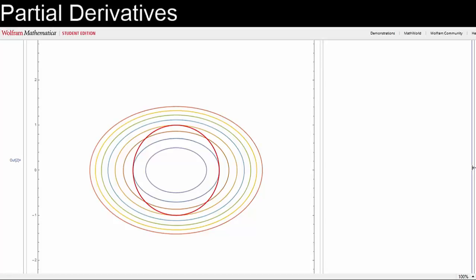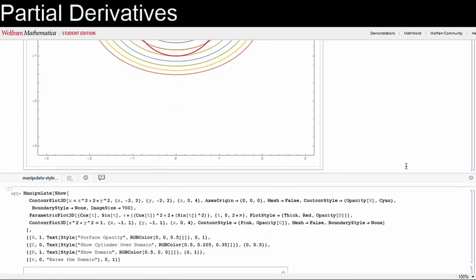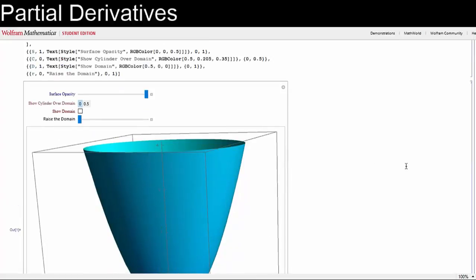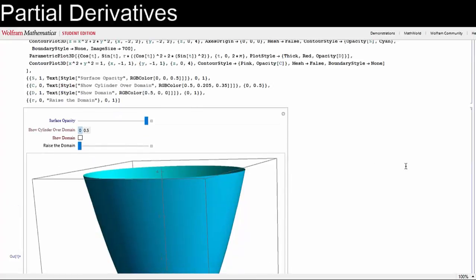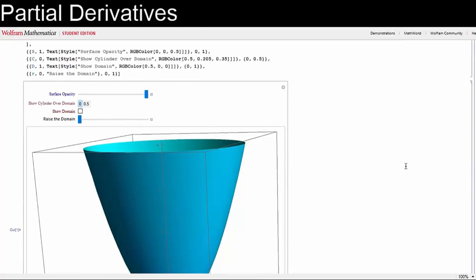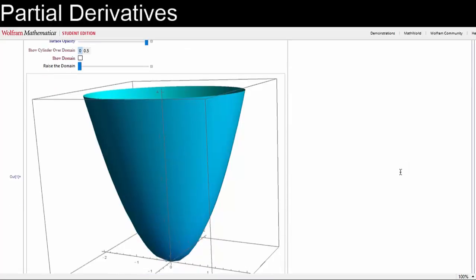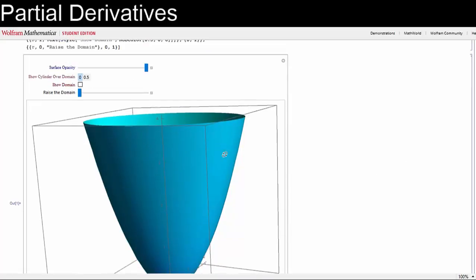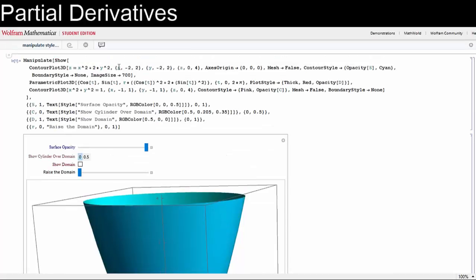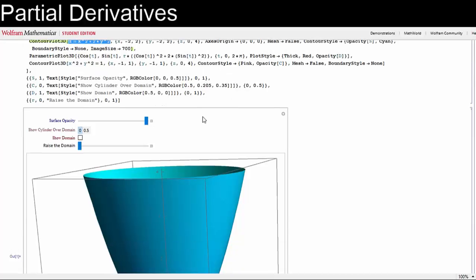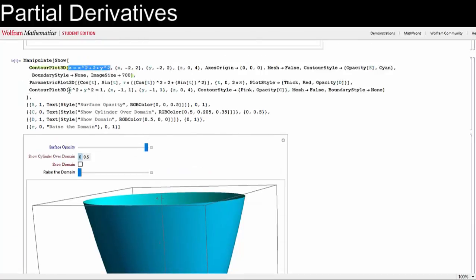Before getting into the technical derivation of what Lagrange multipliers look like, let's get an idea of what we're doing here. What we're trying to do is extremize a function over a specific domain. In this example, we're trying to extremize the function z, or f, equals x squared plus 2y squared, and we're trying to do it over the domain x squared plus y squared equals 1.